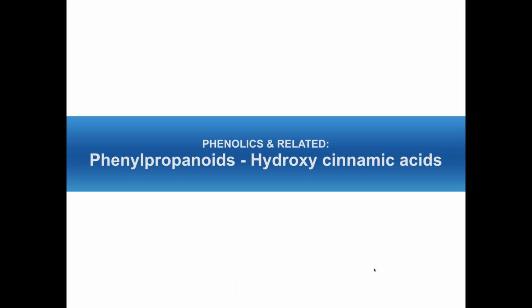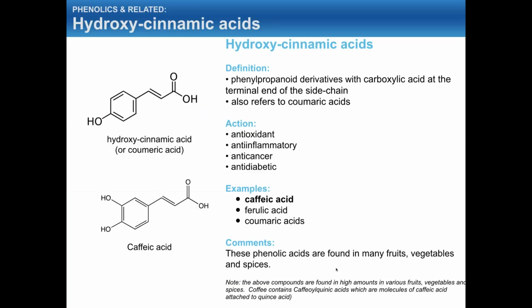So the next group, as I mentioned, are the hydroxycinnamic acids. Those are like the phenylpropanes that we talked about, but they've got this CO2, this carboxylic acid group at the end, okay? Two common ones are caffeic acid, which has nothing to do with caffeine, but it is found in coffee and pretty much every other plant on the planet. And then hydroxycinnamic acid or coumaric acid.